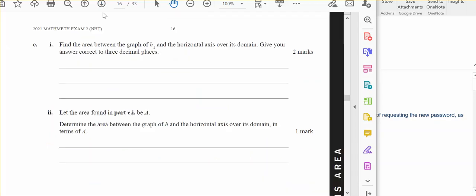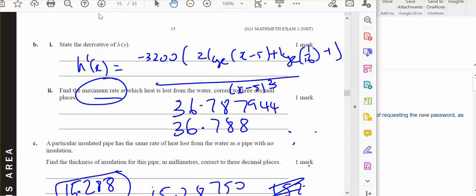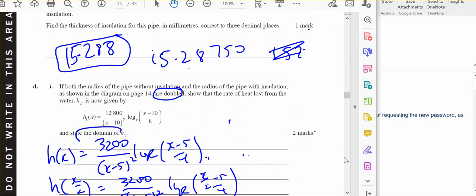And over the page, find the area between the graph of h1 and the horizontal axis over its domain. So it's h1, so it's this new rule. So we're integrating from 20 to 100. I think there was an extra answer. State the domain. The domain of h1 will now go from 20 to 100, not from 10 to 50.